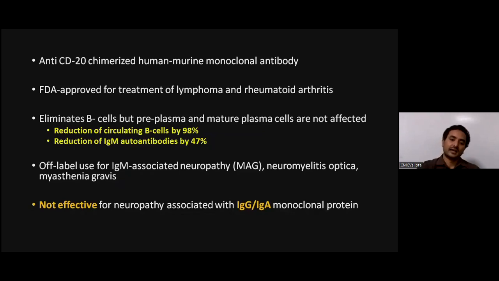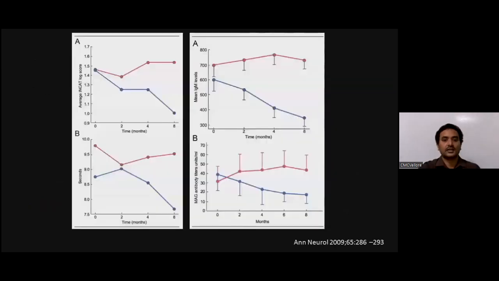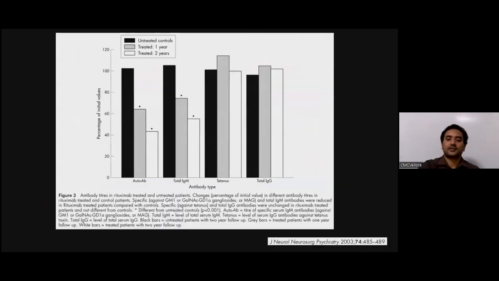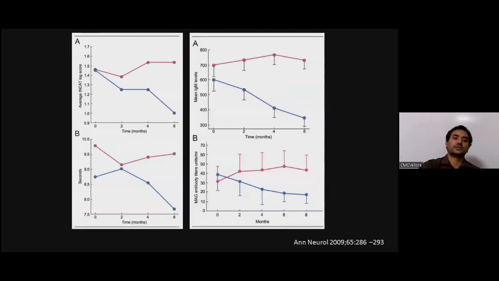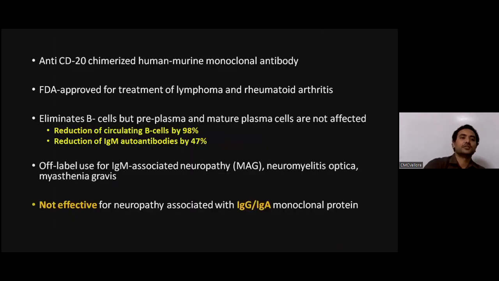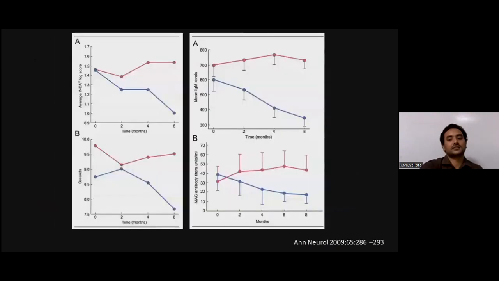But for IgG or IgA related monoclonal protein disorders like multiple myeloma, this is not effective. These are the two studies where it was shown that rituximab is effective nowadays. Why is it more effective in DADS?